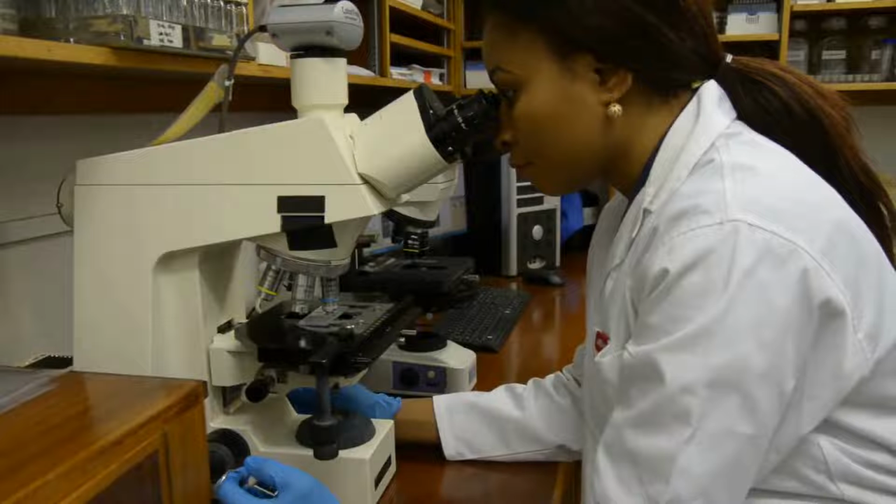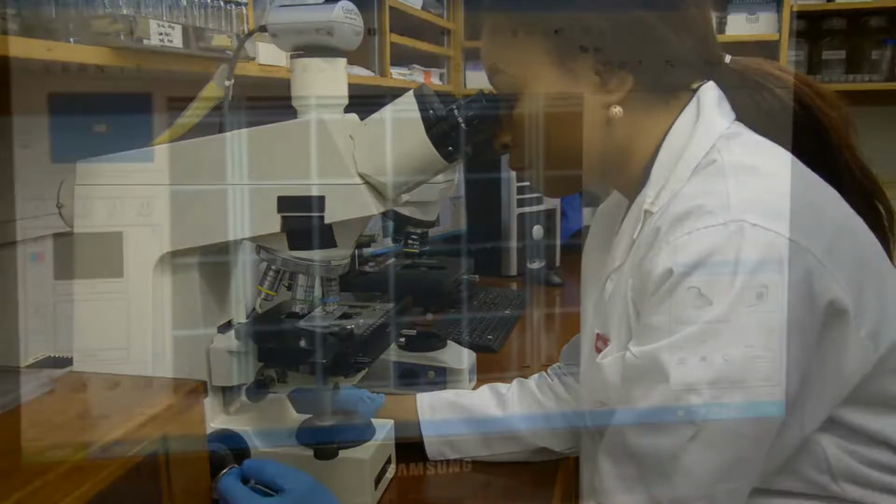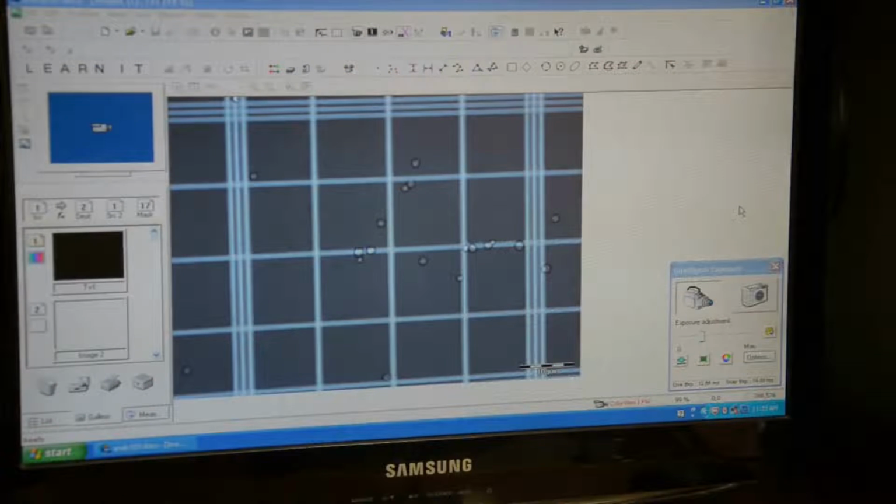After a 24-hour incubation period, count the fungal cells using a hemocytometer and adjust the cell number to 1 million cells per milliliter with physiological buffer solution.